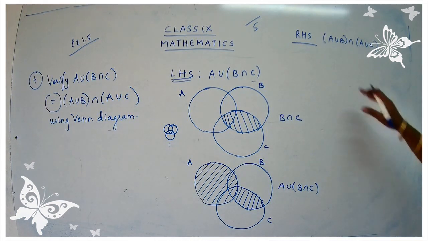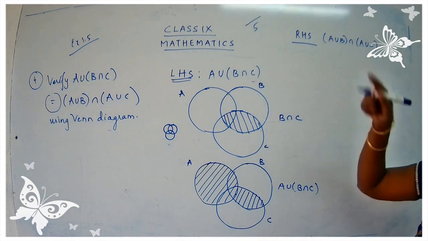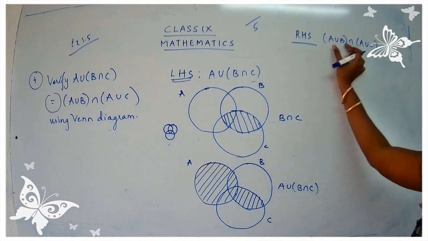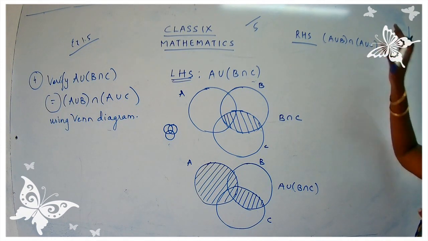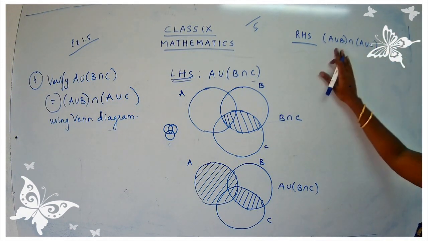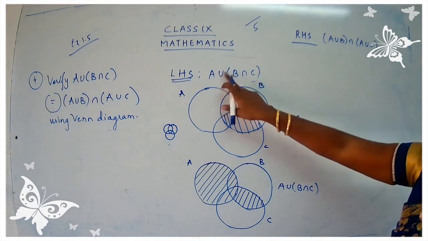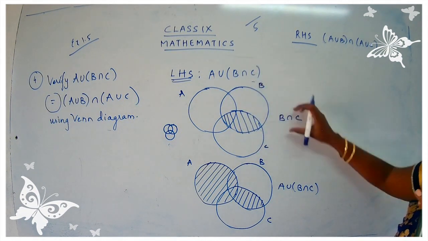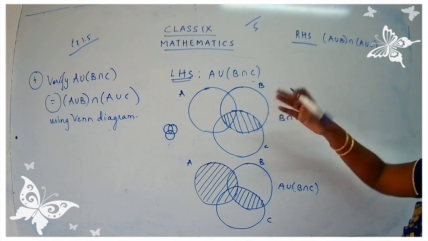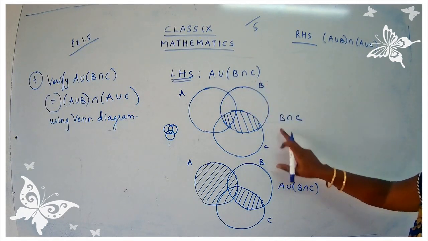So let's go for RHS. For RHS, we are going to deal with 3 Venn diagrams. Okay, children? The first one is for A union B. The second one is for A union C. And the third one is the combination of both. Getting my point? See, for LHS, I just split it. I have just taken the bracket part first. That is B intersection C I have taken first. And then I combined the remaining part. So I got 2 Venn diagrams.